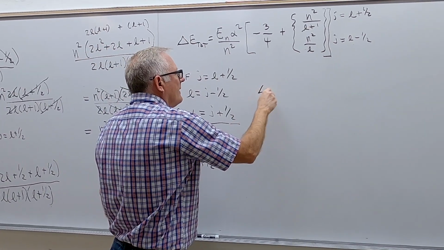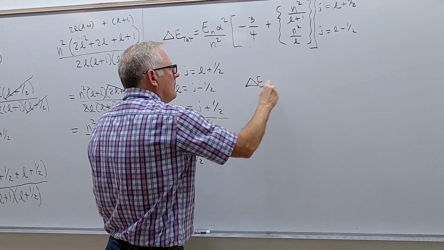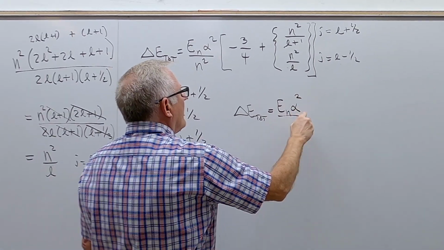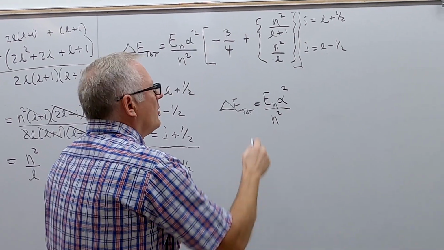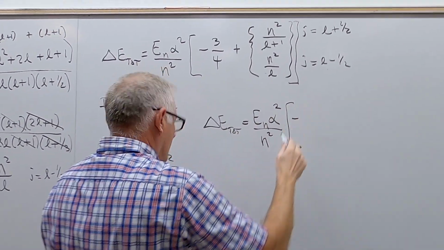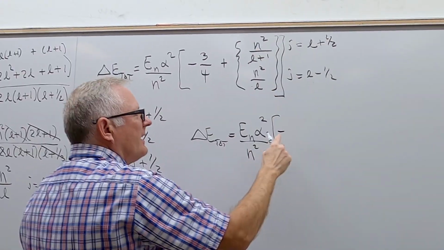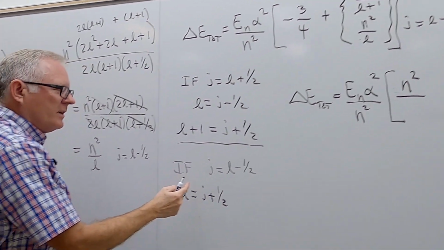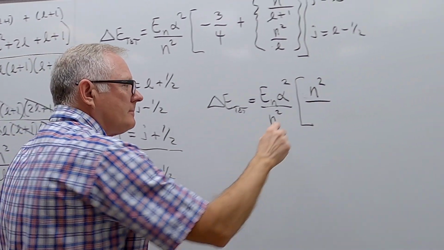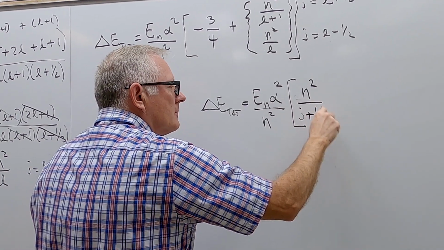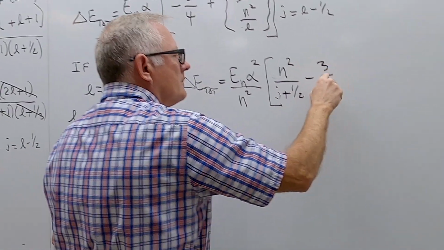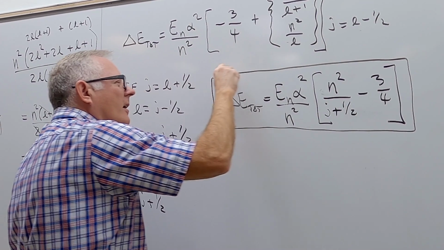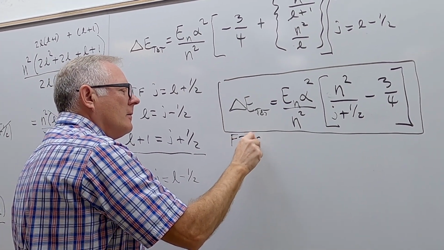So it looks like delta E total is equal to E sub n alpha squared all over n squared. We got the minus 3/4. Maybe I'll put this term first. We get n squared all over, we said both of these two terms was J plus a half, minus 3/4. Okay, so that right there we call the fine structure.